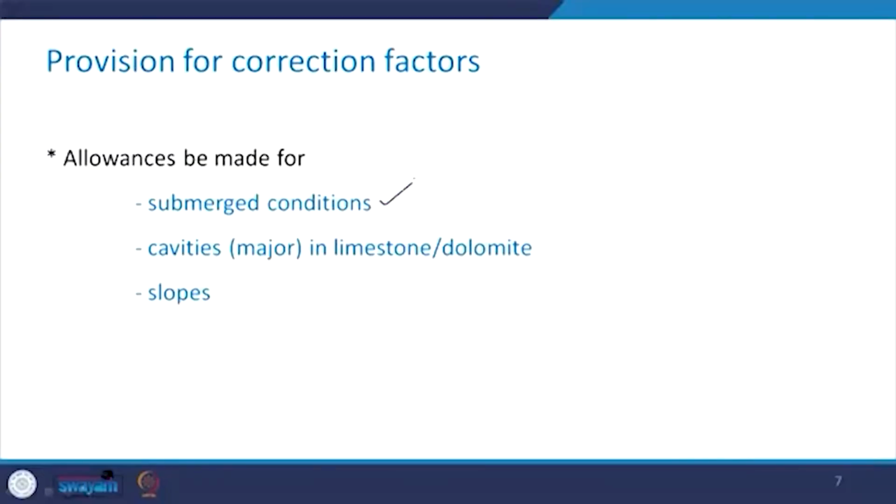So, the allowance is made for the submerged condition and the presence of cavities, which are of course the major cavities in limestone or dolomite, and in case you have the footings on the slopes, there also you have to incorporate some correction factor. Let us see what are these correction factors and how these are quantified as per our IS code.